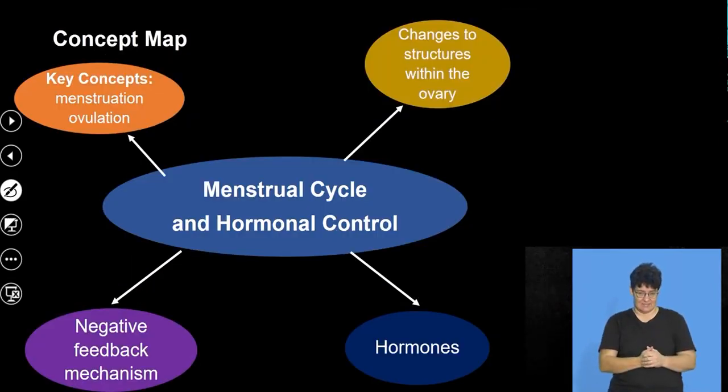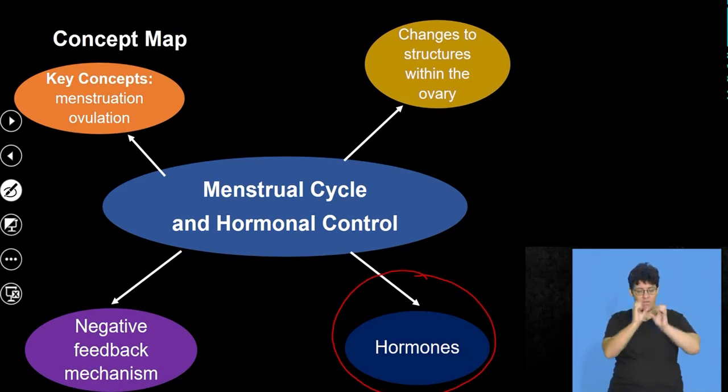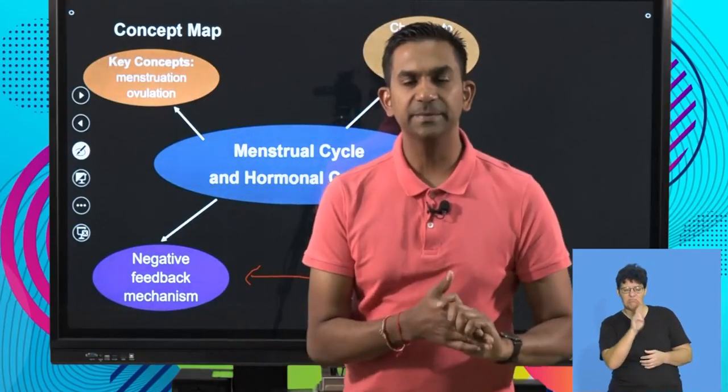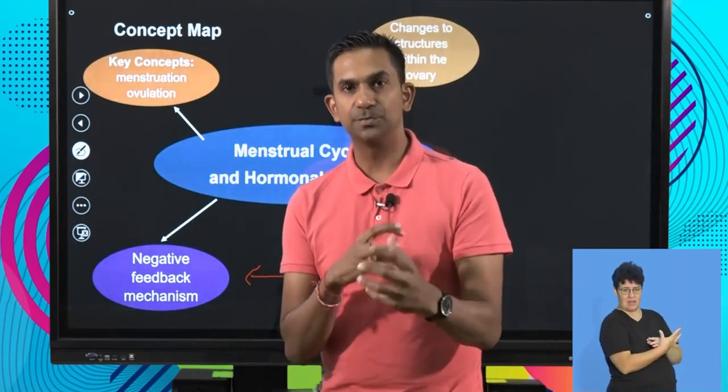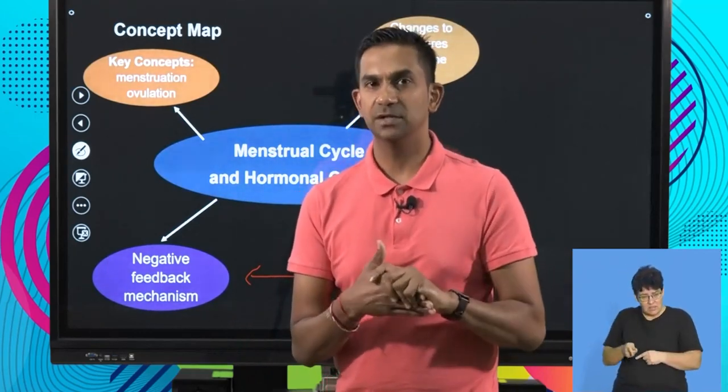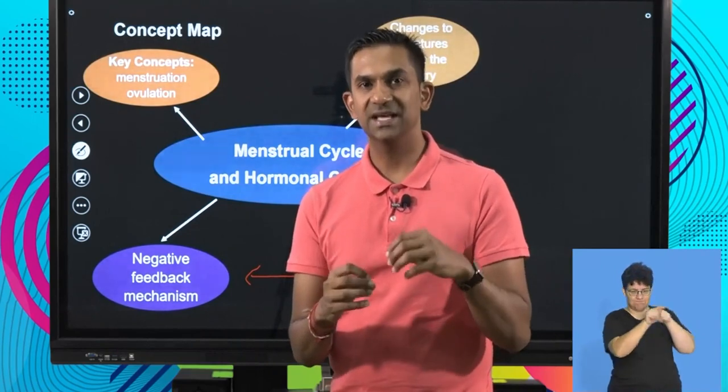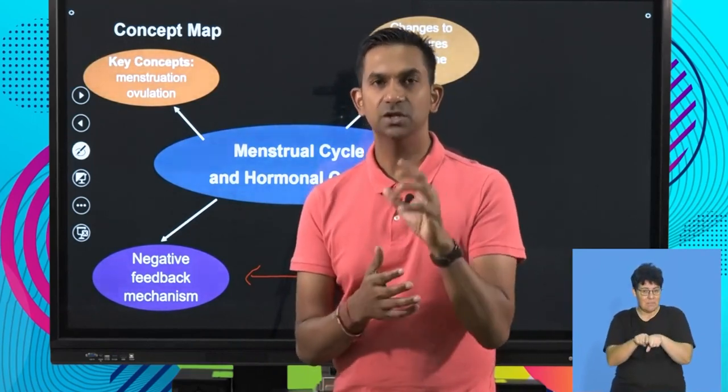Guys, in this segment, we focused on the hormones. We're going to go into a little break, and we're going to look at the negative feedback mechanism and how these hormones bring about coordinate function between the various structures and the developments within the uterine lining.